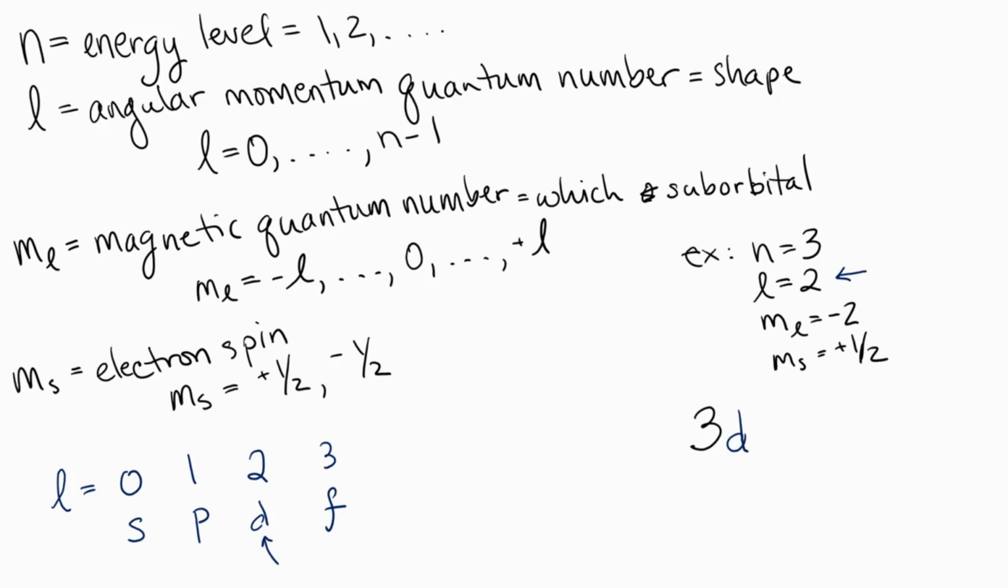And we don't have more information specified at the moment. So all we know right now is that it's in the 3D suborbital. If we had some more information, we'd be able to identify if it was specifically the 3DXY or 3DXZ. But for now, that's the piece of information we have, is that it's 3D.